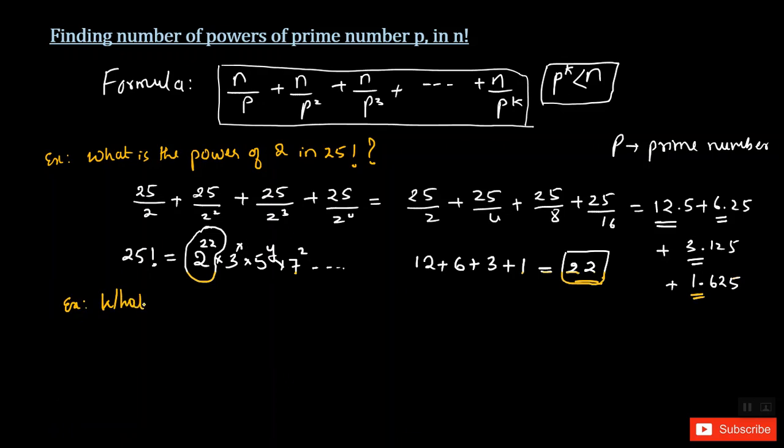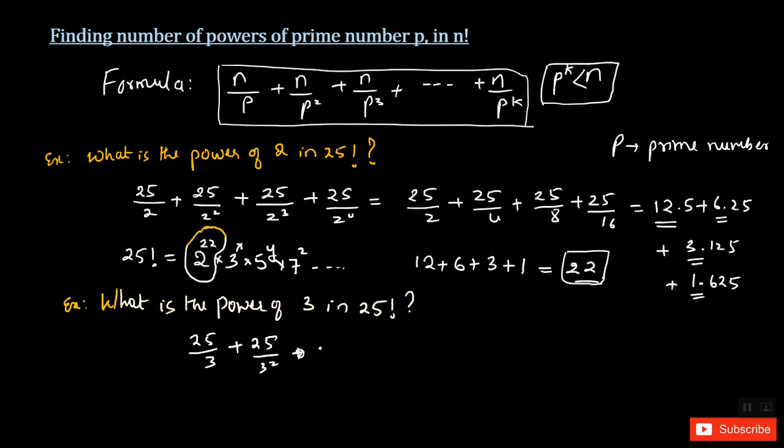What is the power of 3 in 25 factorial? The approach and the formula are the same. So 25 by 3 plus 25 by 3 square plus 25 by 3 cube, that is 27, right? So 3 cube is 27, then just stop it here. 25 by 3: 3 times 8 is 24, so I'm getting 8.33 something.